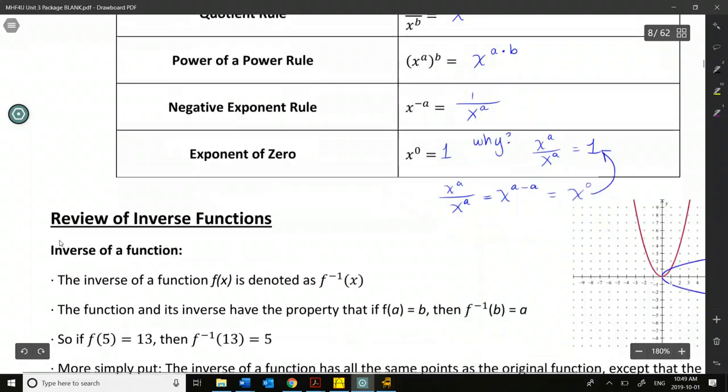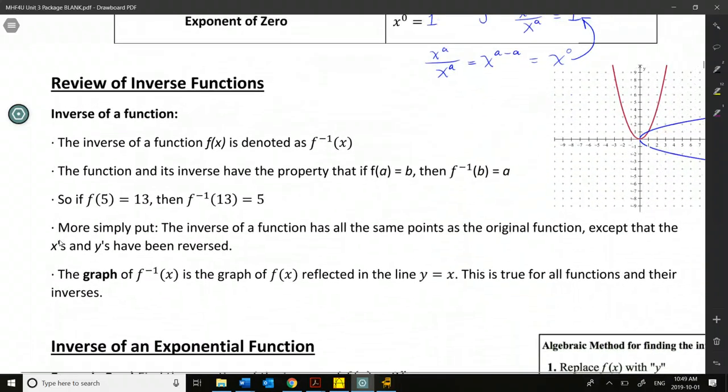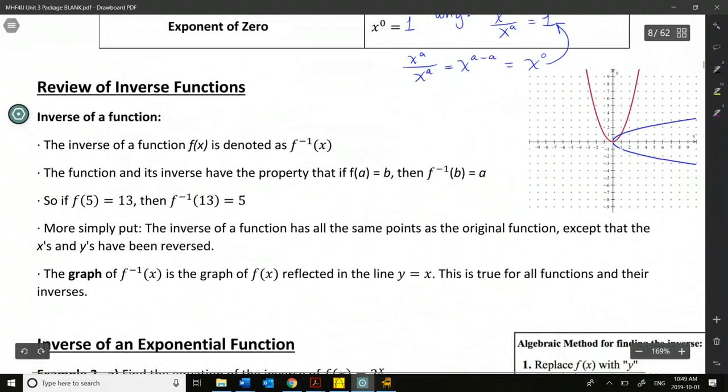Okay. And then in grade 11, we also talked about inverse functions. Just as a reminder, for inverse functions we have this little notation where it looks kind of like an exponent of -1, f^-1, but it's not an exponent. It's basically said as f inverse of x. And basically an inverse function does the opposite operations of the original function in the opposite order.